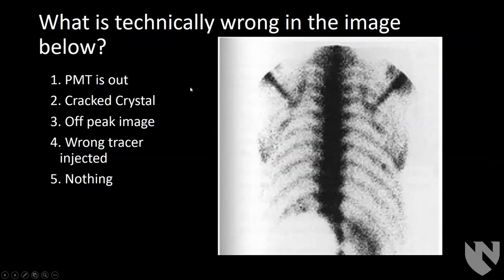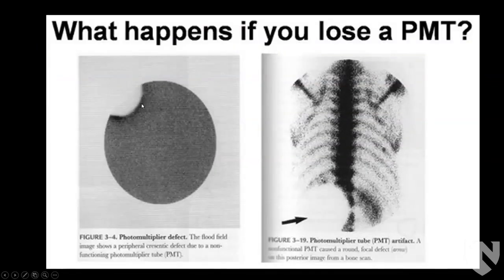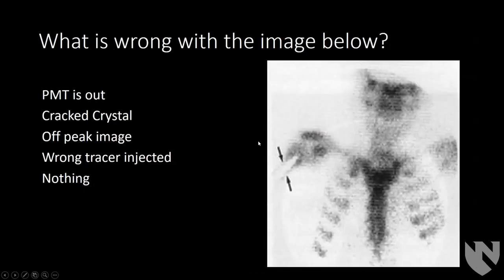Okay, what's technically wrong in this image below? I'll let you pause it. Okay, if you look here, you can see that there's a round area that does not have any signal, and that is actually caused by a photomultiplier tube going out. The photomultiplier tubes are round and they're all stacked together, and so when you have one go out, you get basically a circular area that doesn't have any signal.